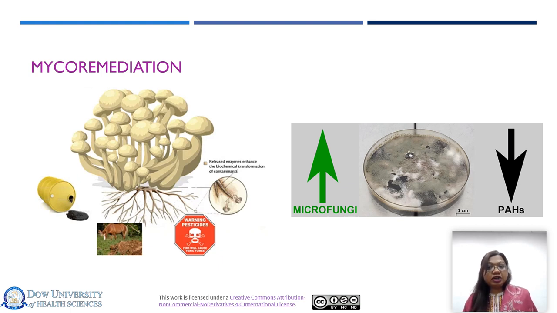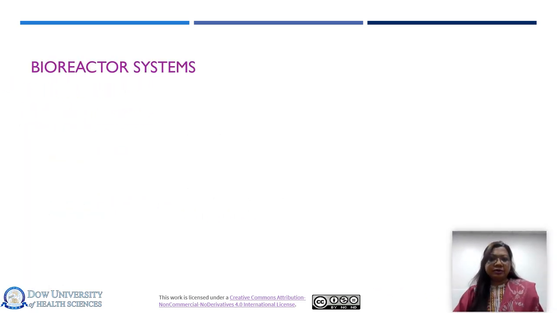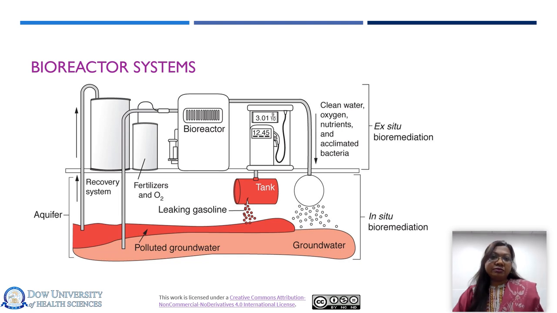Mycoremediation involves the use of fungi to remove or degrade pollutants from the environment. Fungi have the ability to break down complex organic compounds such as polycyclic aromatic hydrocarbons and can be used to clean up contaminated soil and water sources. Next is the bioreactor system. Bioreactor system involves the use of a controlled environment such as a tank or a vessel to promote the growth and activity of microorganisms for the degradation of pollutants. Bioreactors can be used for the treatment of wastewater or the removal of pollutants from the soil.